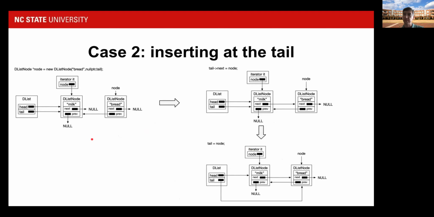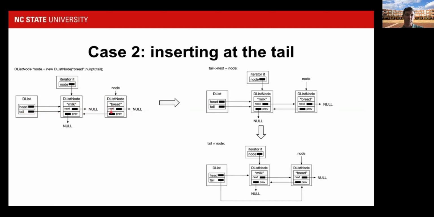Okay, or in case two, I could be inserting at the tail. And so if I'm inserting at the tail, in general, this is also like an append. And so I'm going to add a new node. And the first thing I need to do is detect that I'm inserting at the tail. And the way I detect that is I look at where the iterator is pointing. And if the iterator is pointing at the same node the tail is pointing to, then I'm inserting at the tail. So that's an easy thing to check. I just need to compare tail equal to it.node. And if they match, I'm inserting at the tail. And then I just follow the append steps.